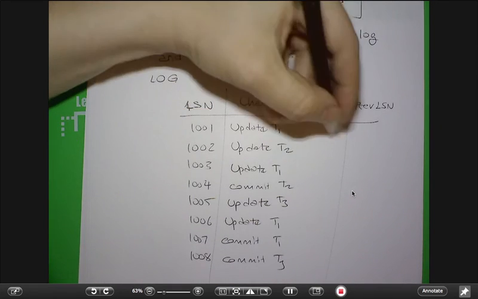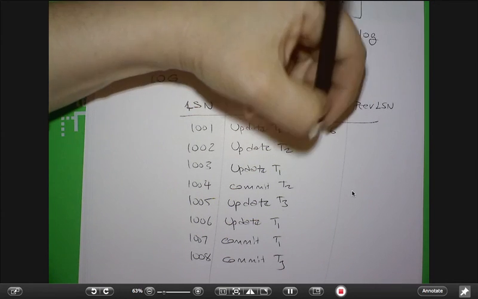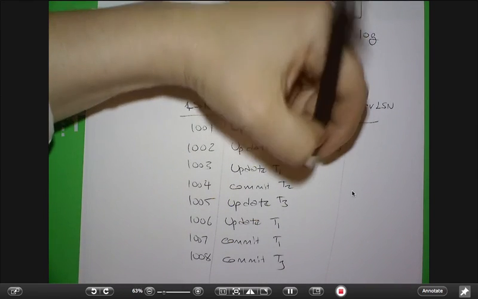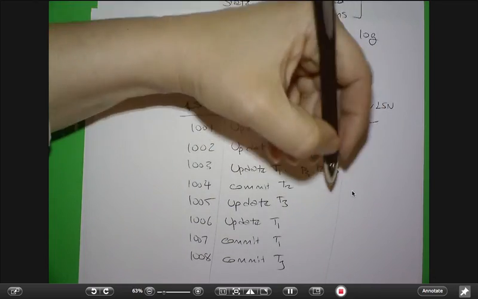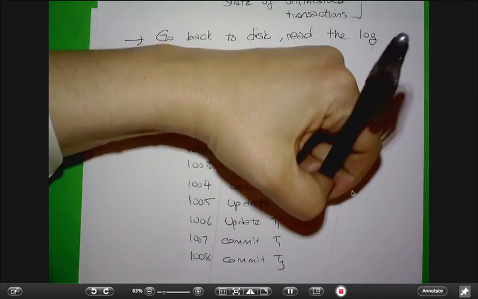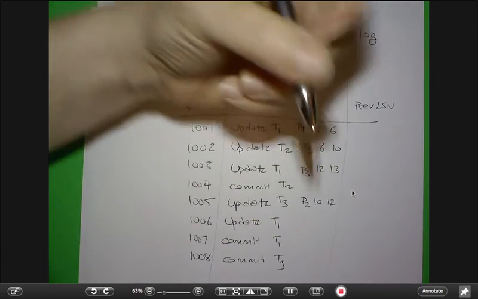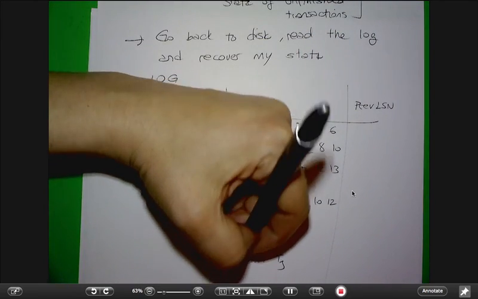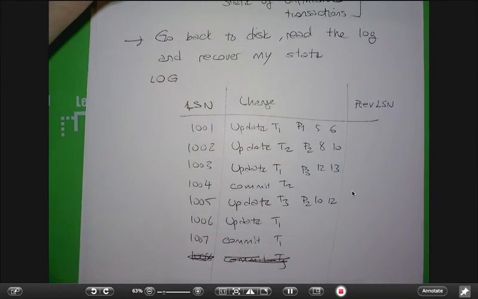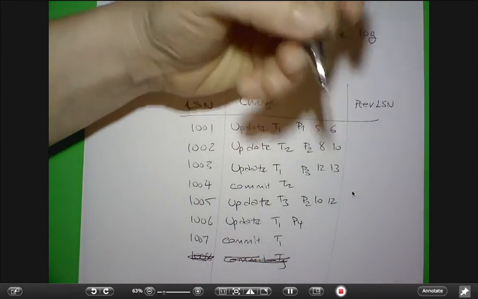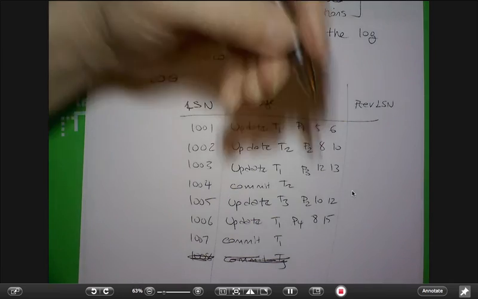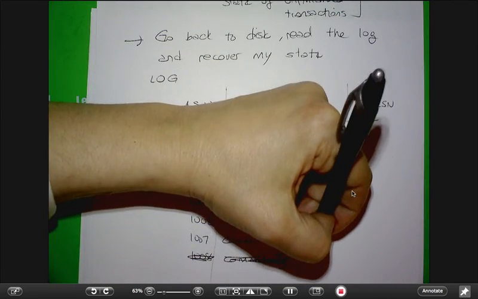So let's say T1 changed page 1 from 5 to 6, T2 changed page 2 from 8 to 10, then T1 changed page 3 from 12 to 13, then this one is committed, then T3 read page 2, now it's a committed value, and changed it from 10 to 12. Then T1 changed page 4 from 8 to 15.